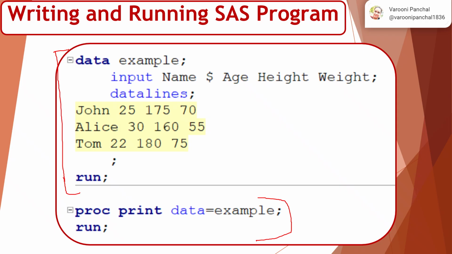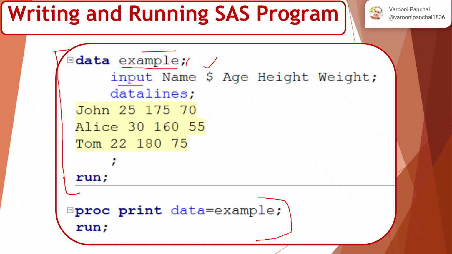The first step is my data step. This is my data set name, which is example, right? And I'm ending this statement with a semicolon. Input is where I'm trying to generate those variables, inputting these variables in this specific data set. Which data set? Example, right? So I'm inputting name with a dollar sign. This dollar sign is very important. The dollar sign indicates that this specific variable is a character variable.